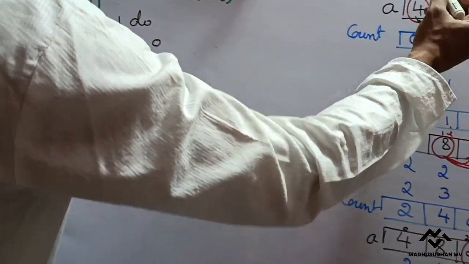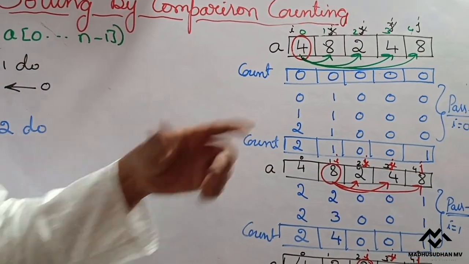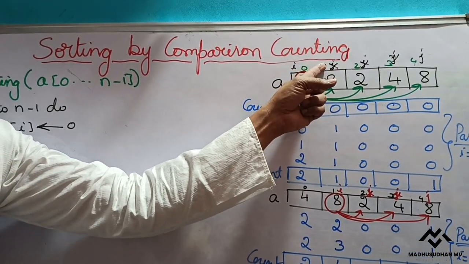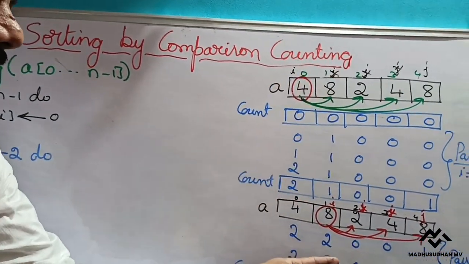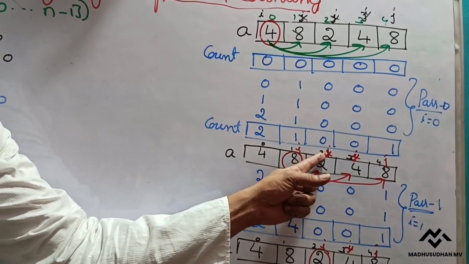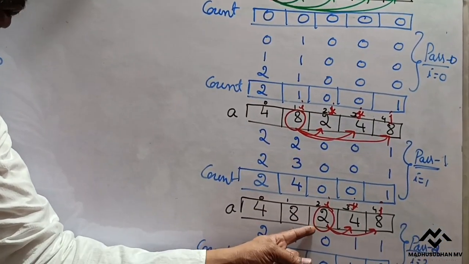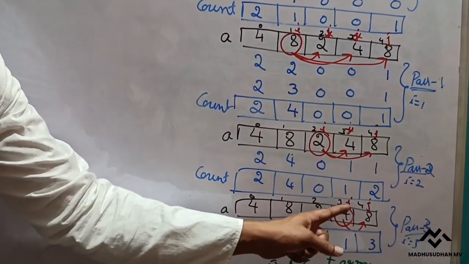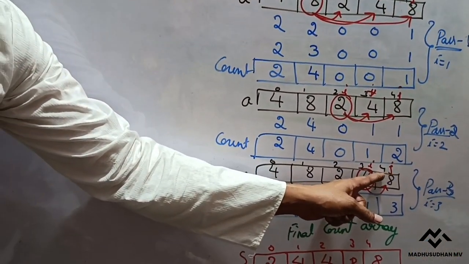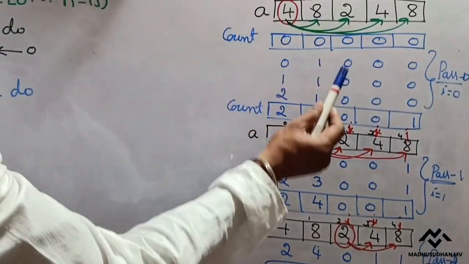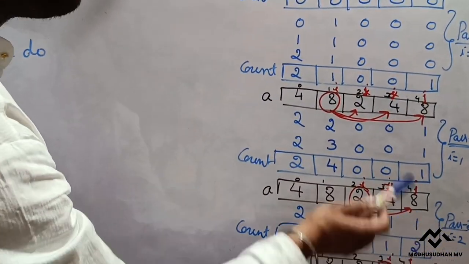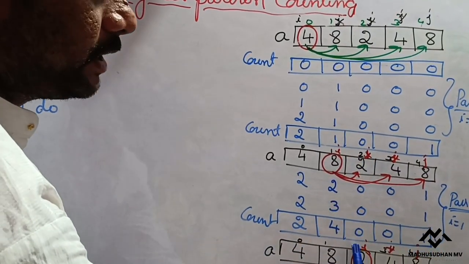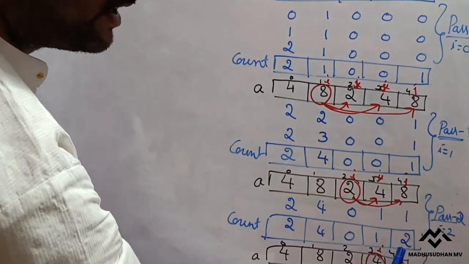Now for j, where did I start j? In the first pass, i is 0, j is 1. We started here. In the next pass, i is 1, j started from 2. Next pass, i is 2, j started from 3. In the next pass, i is 3 and j started from 4. That means wherever i is, in front of i, we started j.